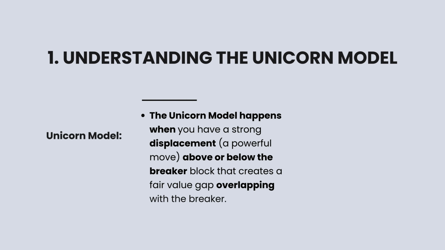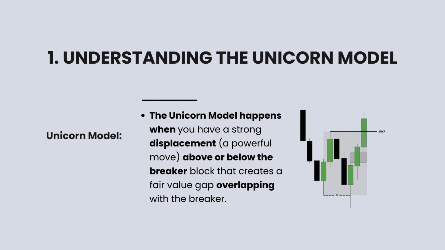The unicorn model happens when you have a strong displacement above or below the breaker block that creates a fair value gap overlapping with the breaker. The overlap can be slight, but there must be some overlap between the breaker and the fair value gap.